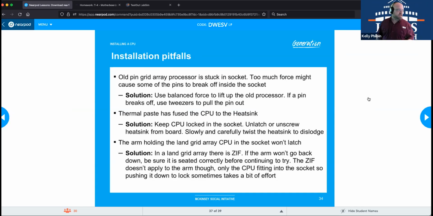The arm holding the LGA CPU socket won't latch. In the LGAs, they use what's called a ZIF, or zero insertion force. If the arm won't go back down, lift the cage back up and make sure the chip is seated properly, because likely if it's not going down and locking, it's not sitting right. And if you try to force it, you may damage it more.